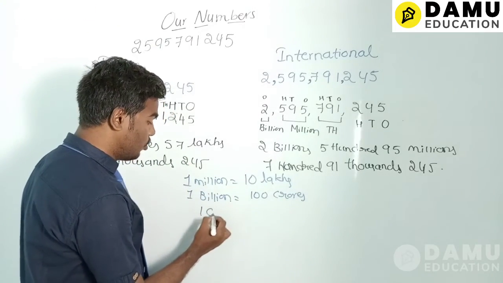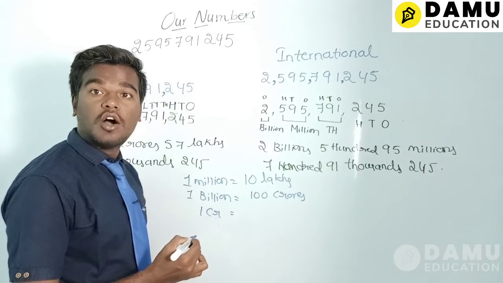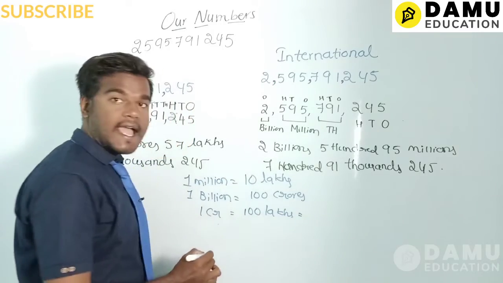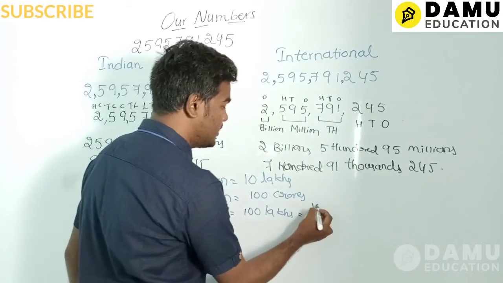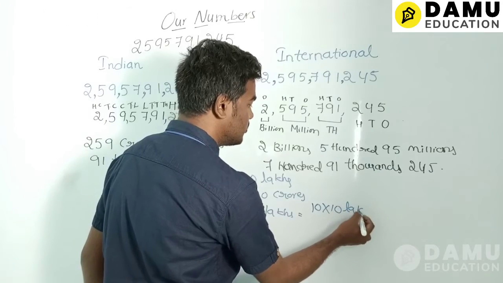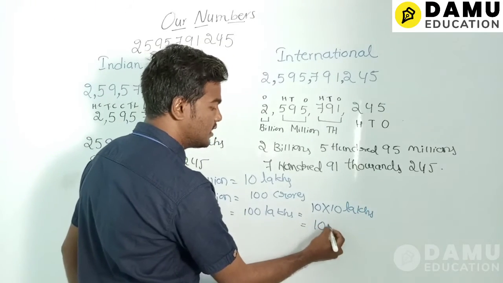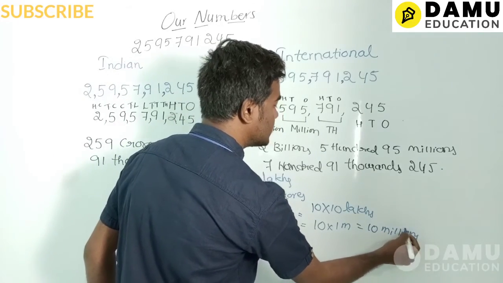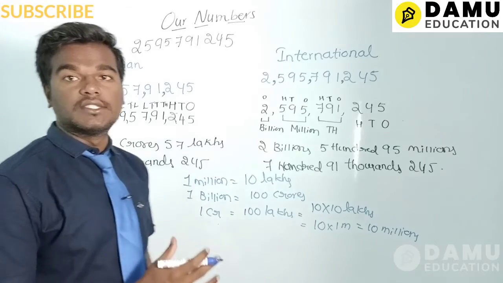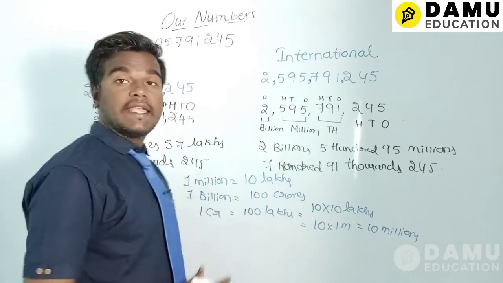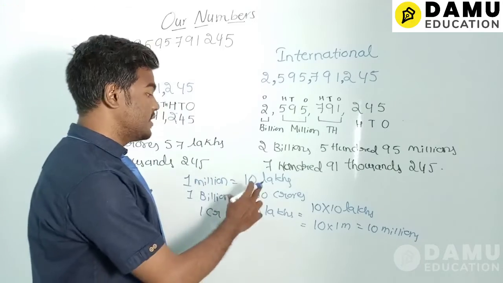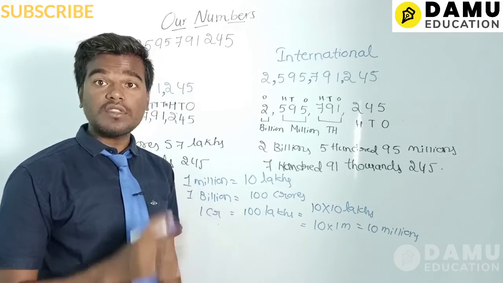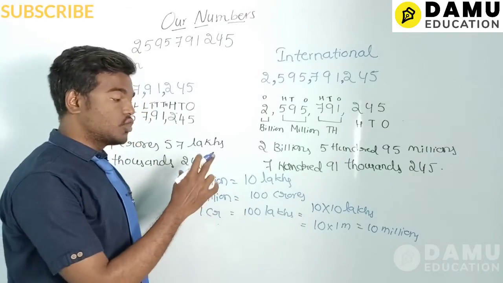Then here, 1 crore will be equal to how many lakhs? That is 100 lakhs. Correct? 100 you can write in the format of 10 into 10 lakhs. So 10 lakhs means 10 into 1 million. That is 10 millions. So this is the way of conversion. So 1 crore will be equal to 10 millions. 1 million will be equal to 10 lakhs. 1 billion will be equal to 100 crores.